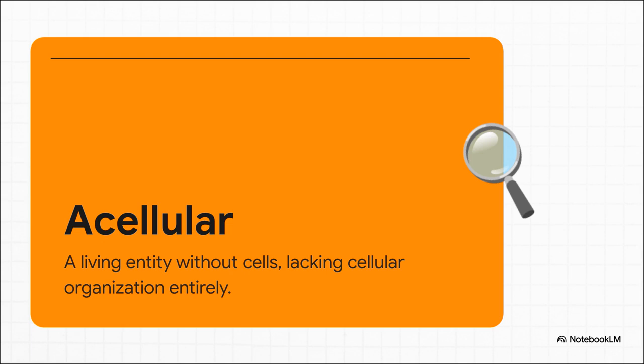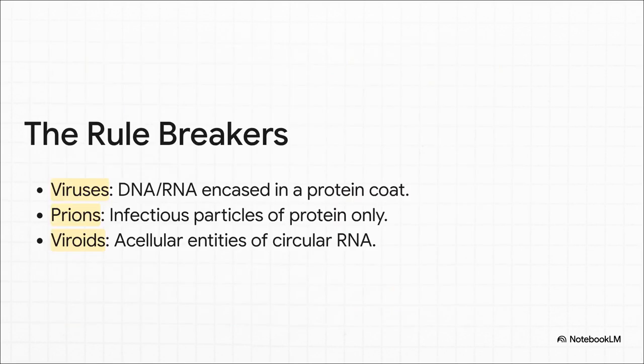So the crucial point here is the definition of acellular. It literally means a living entity without cells. It lacks cellular organization entirely. Because Whittaker's entire 5-kingdom system is built on cellular structure, whether an organism is a simple prokaryote or a complex eukaryote, these acellular entities are fundamentally locked out of the classification system. They just don't fit. These are the ultimate biological rule breakers.